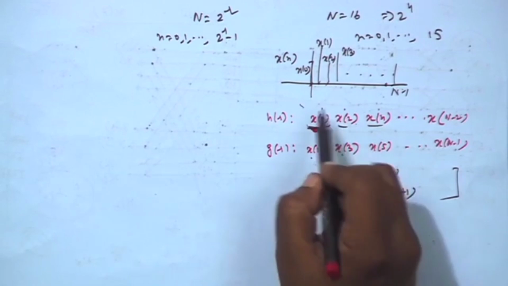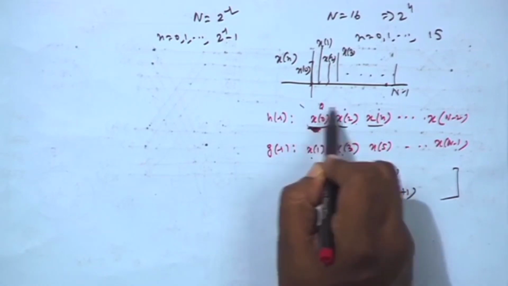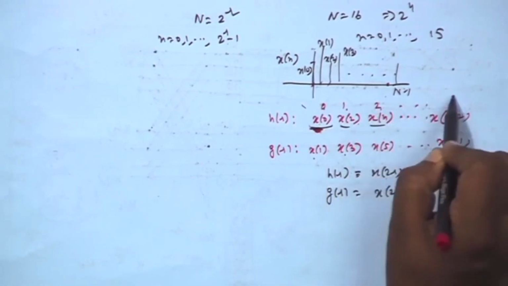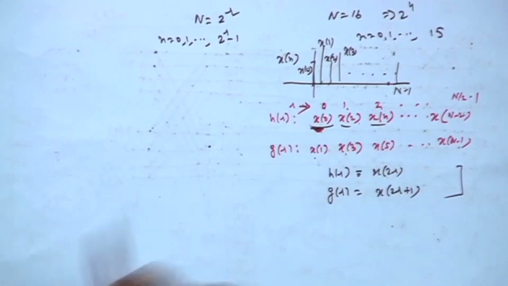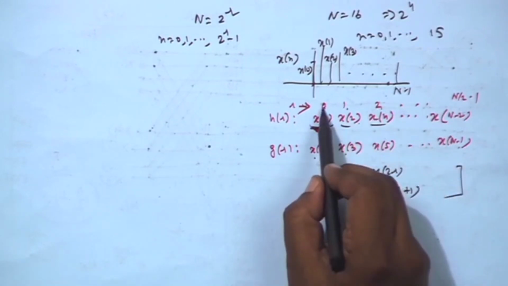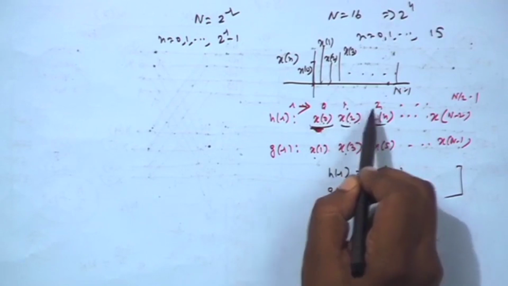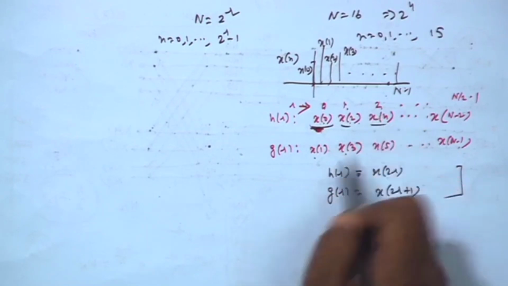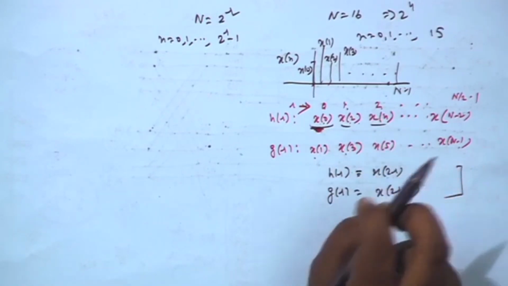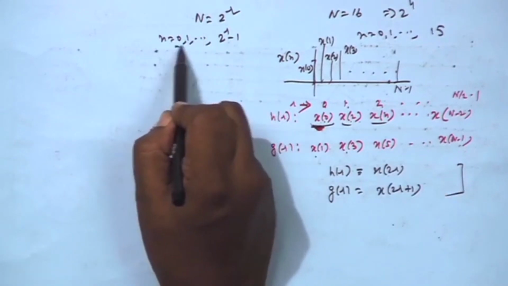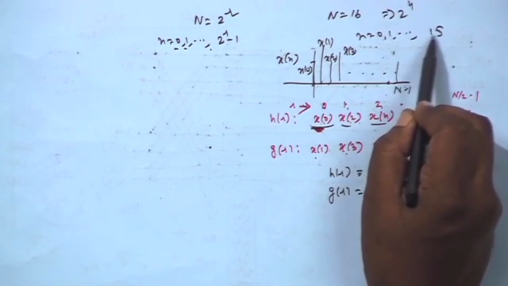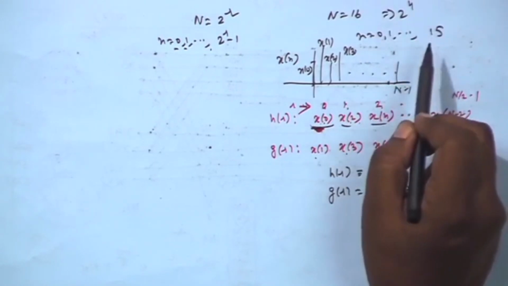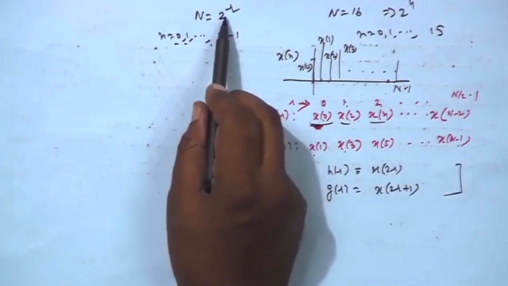Now, what are these indices in terms of r? This is 0, 1, 2 up to n by 2 minus 1 in terms of r. Same here, 0, 1. Now, at 0th x 0 comes, at first x 2 comes, at 2 x 4 comes, at r x 2 r comes. Now, you see these indices 0, 1 to 2 to the power r minus 1, like 0, 1 up to 15. All these numbers can be represented by how many bits? 4 bits, like r bits here.